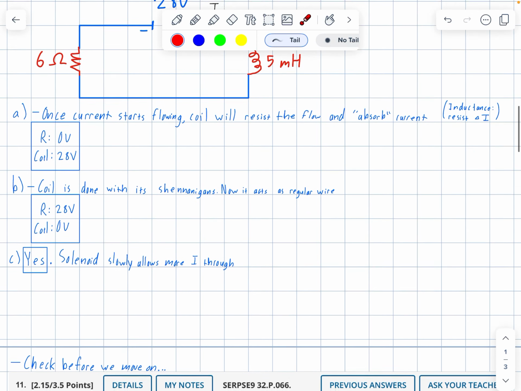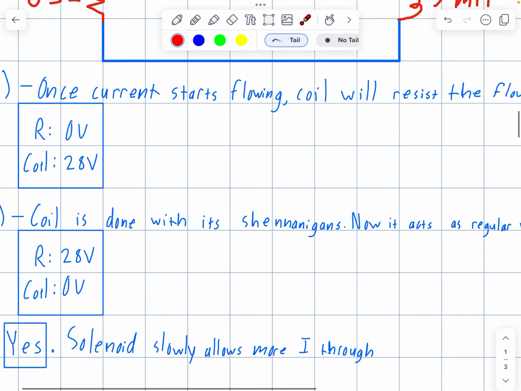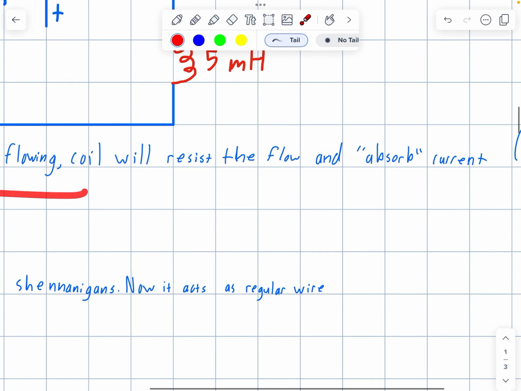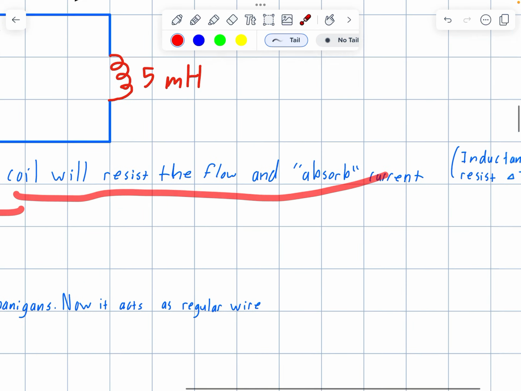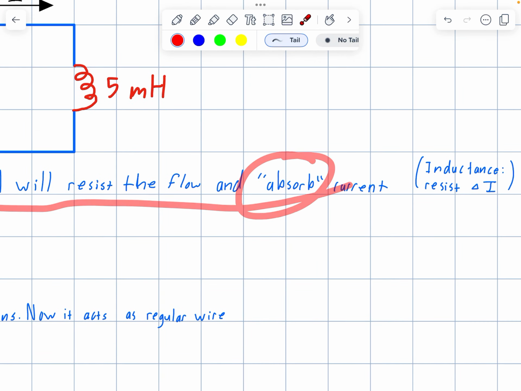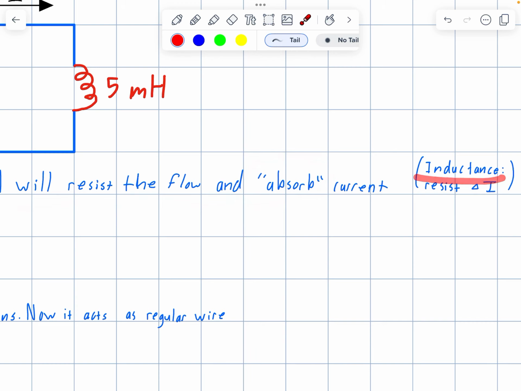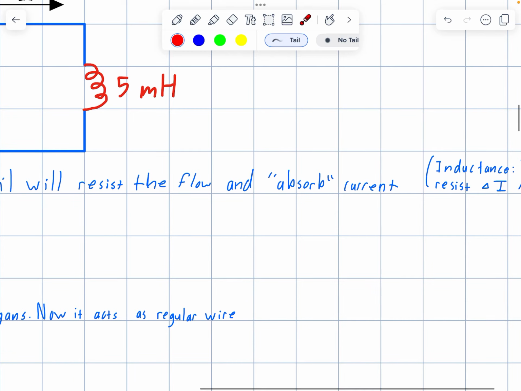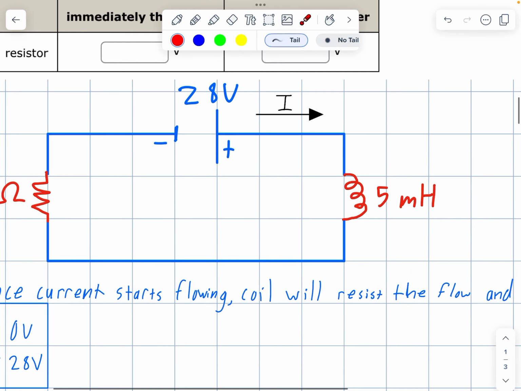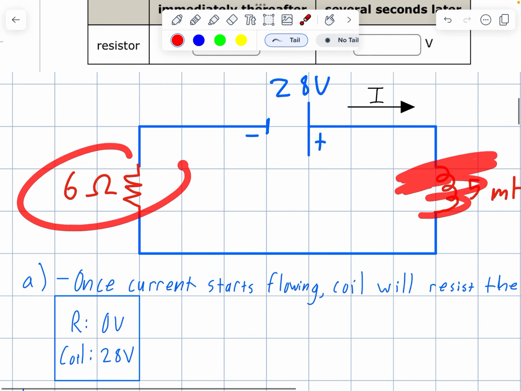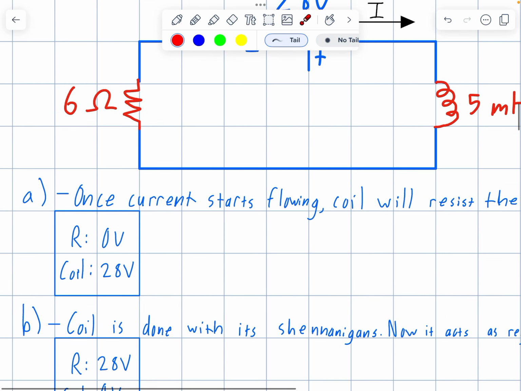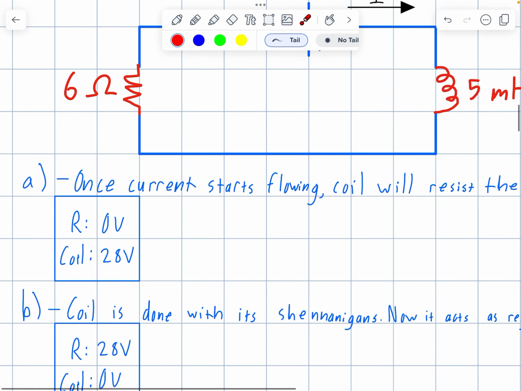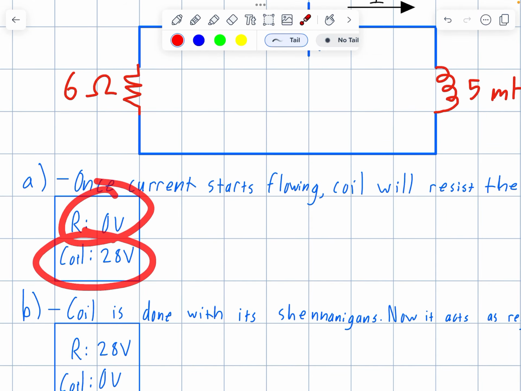So once current starts flowing, our solenoid is going to resist the flow, I say like absorb current. But you know, inductance is resisting change in current. So this solenoid is going to be resisting the change over here while the resistor gets the scraps of that at the beginning. So in the resistor, it's 0. In the coil, it's the full 28 volts.